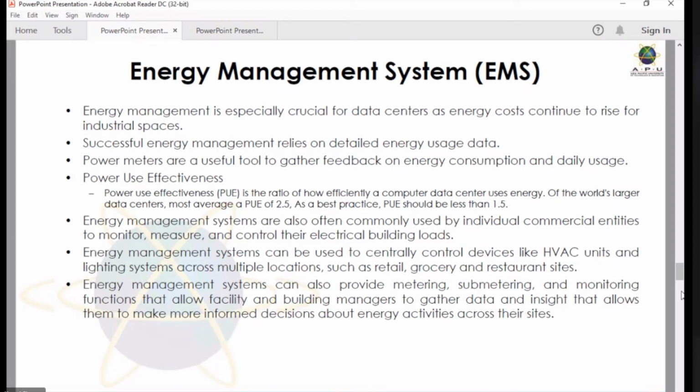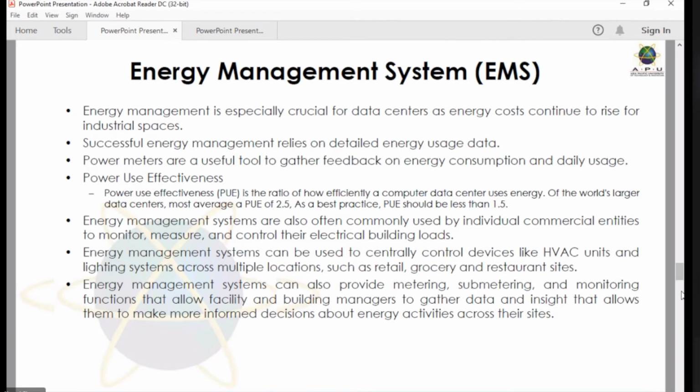Okay, we have discussed about this power usage effectiveness. PUE is the ratio of how efficiently a computer data center uses energy. Of the world's larger data centers, most average a PUE of 2.5. As a best practice, PUE should be less than 1.5. There जस्तोको एभरेजमा 2.5 हुन्छ भने we expect it to be 1.5 if it provides excellent performance with PUE.